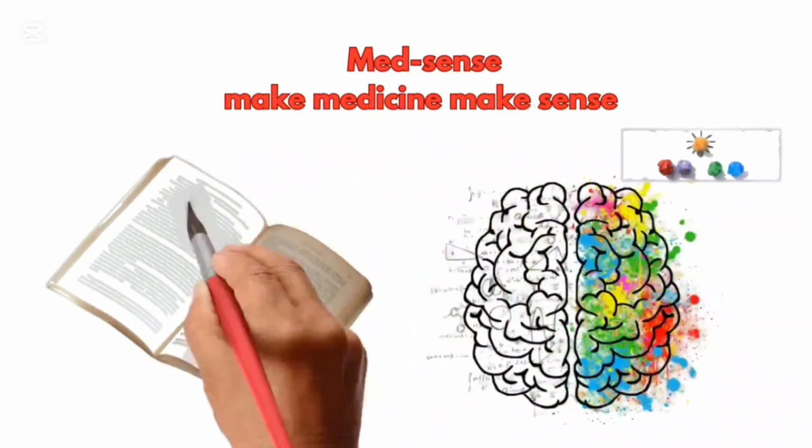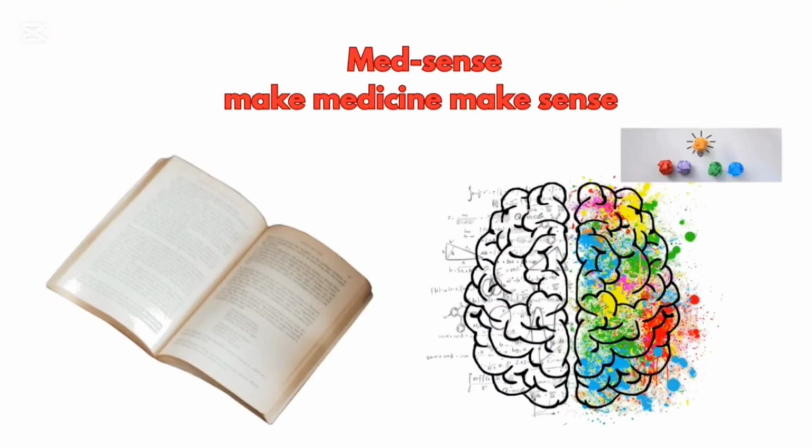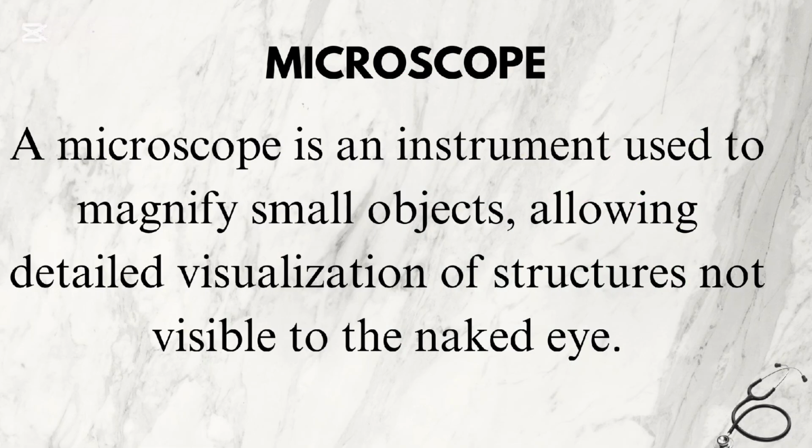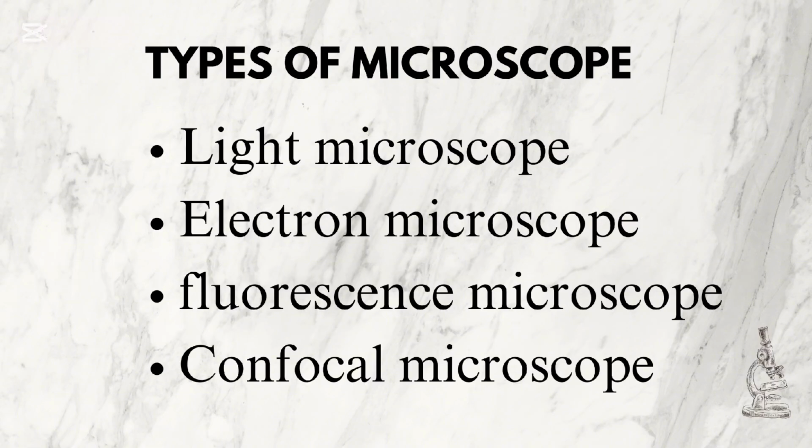And today we are going to be dissecting the concept of medical instruments. A microscope is an instrument used to magnify small objects, allowing detailed visualization of structures not visible to the naked eyes. Now note that in the course of this video, I'm going to be pointing out some likely exam questions for those that intend to use this video for the preparation of their exams.